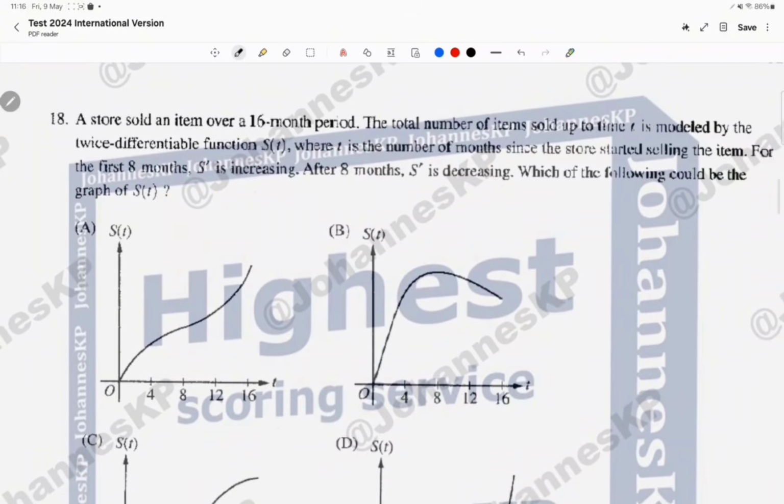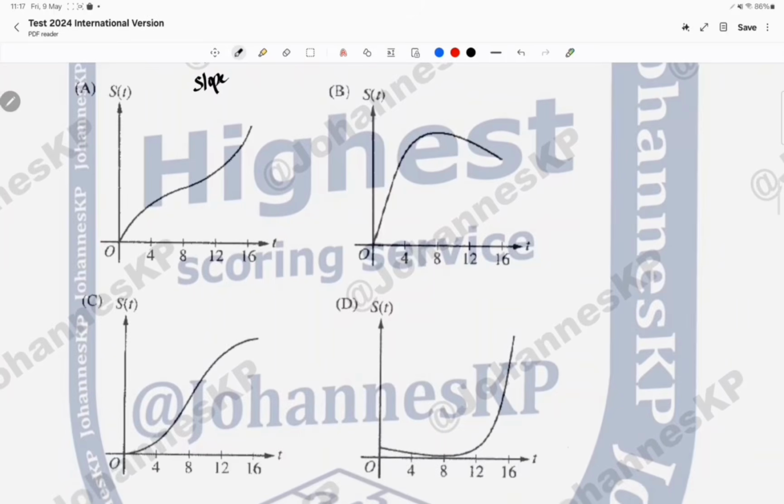Question 18. A store sold an item over a 16-month period. The total number of items sold up to time t is modeled by the twice differentiable function, where t is the number of the months since the store started selling the item. For the first 8 months, S prime is increasing. Look, when they say S prime, they mean the slope. When they say it's increasing, that means the slope is increasing. The slope is what? Increasing. So it's becoming more steep. So look for more steepness from 0 to 8.